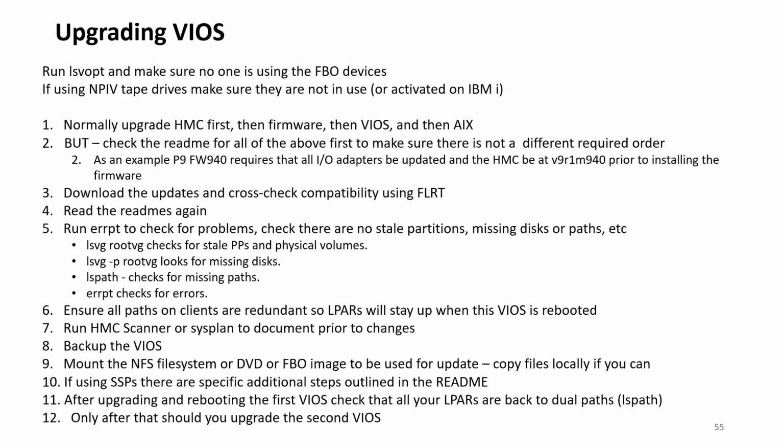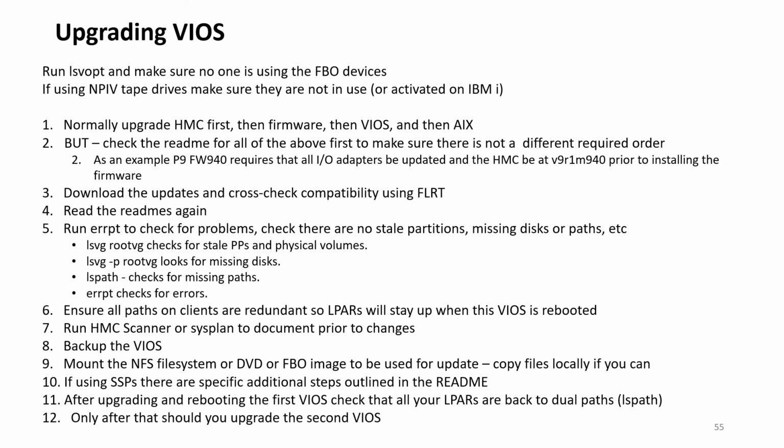I always run HMC scanner and sysplan. I take a backup and I take an alt disk copy. And then I mount the NFS file system or the DVD or the FPO image or the ISO, whatever I'm going to use for the update. I make sure the files are local on that VIO server so that if I do lose my network, I don't lose access to the files I'm updating from in the middle of my update.